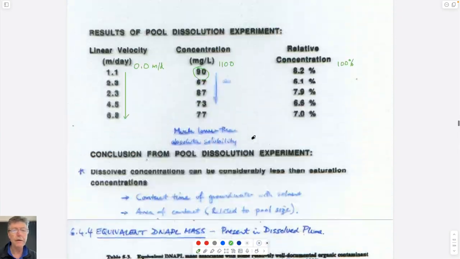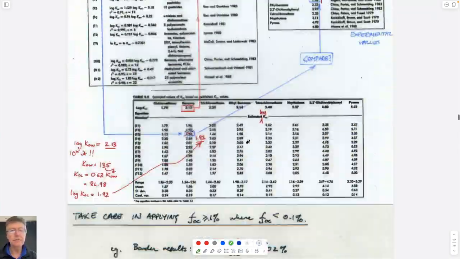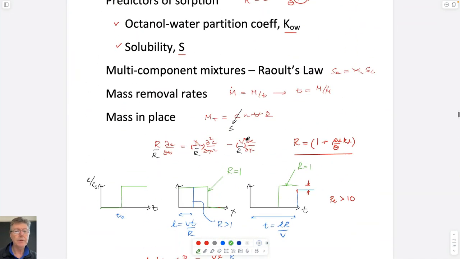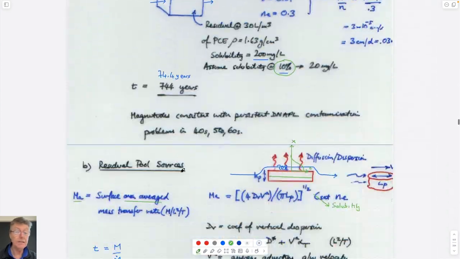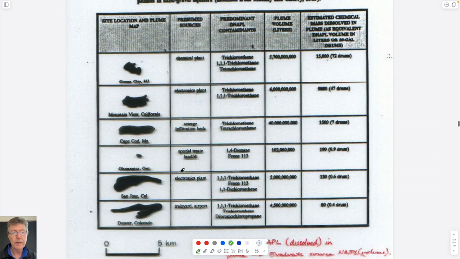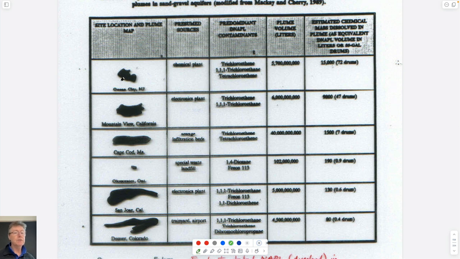So the final thing to talk about is to try and estimate the volumes of aquifers that might be present, or if you know the volume that is presently in place in the aquifer, whether you can calculate the mass in place. The rationale is that if you find some of these sites that have been mentioned before, and you look at these little ink blots, which are supposed to be the plan view profiles of these plumes as they've developed in these different locations. In New Jersey, Mountain View is Palo Alto, California. Cape Cod is, I think, Otis Air Force Base.